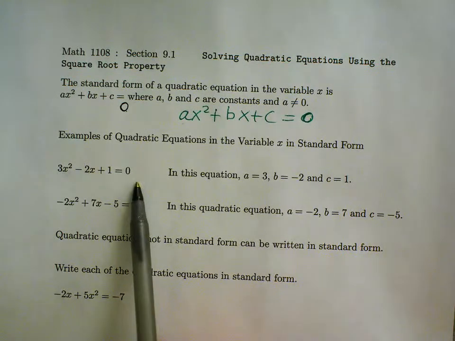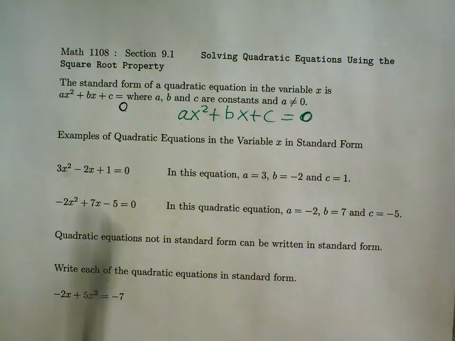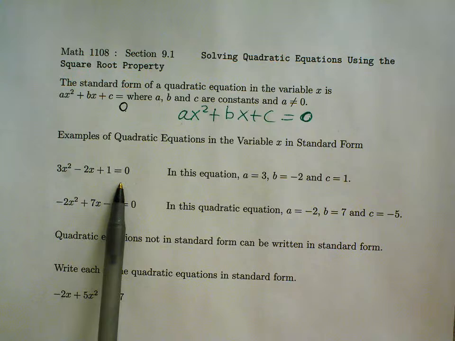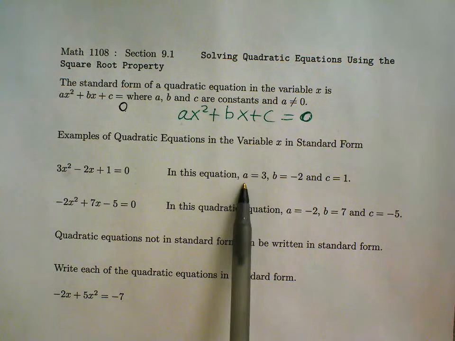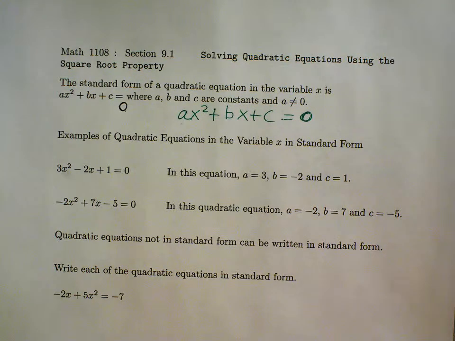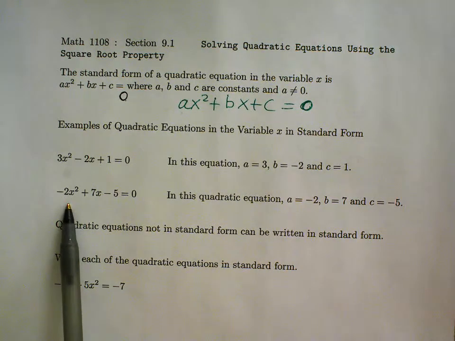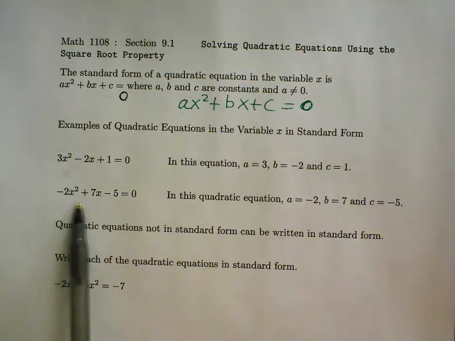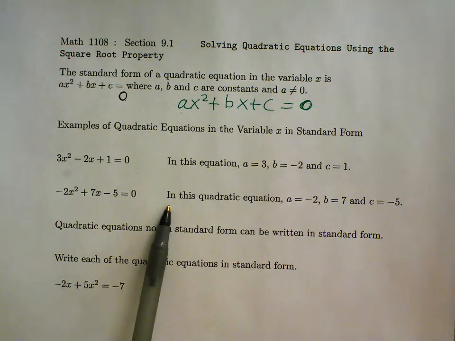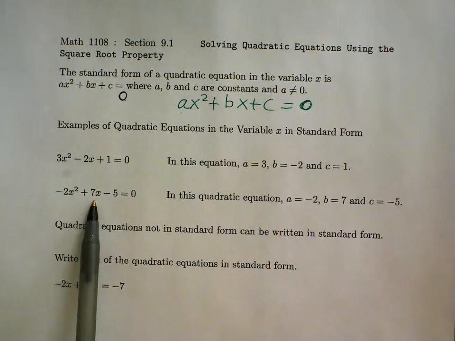Some examples of quadratic equations in the variable x in standard form. This one, 3x squared minus 2x plus 1 equals 0. In this equation, a is 3, b is negative 2, and c is positive 1. In this quadratic equation, negative 2x squared plus 7x minus 5 equals 0, a is negative 2, b is 7, and c is negative 5.